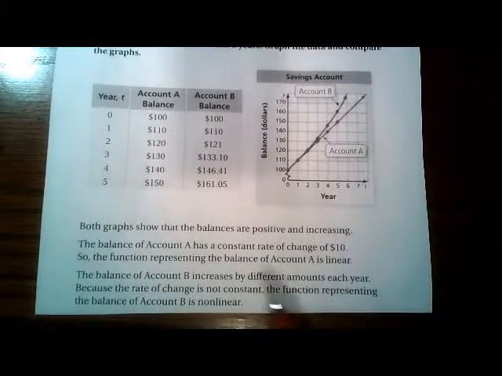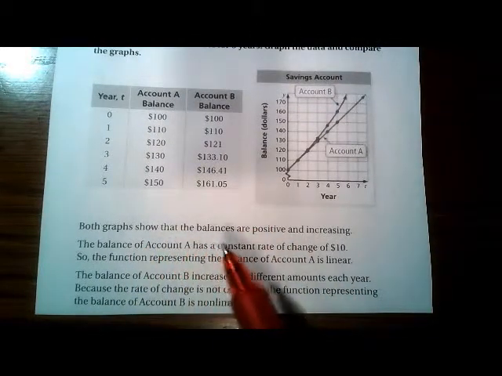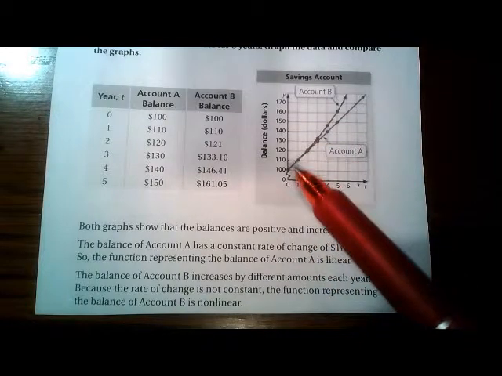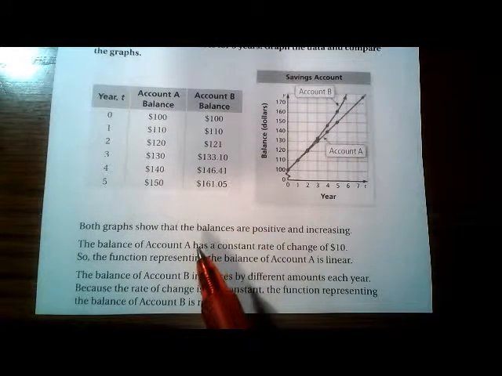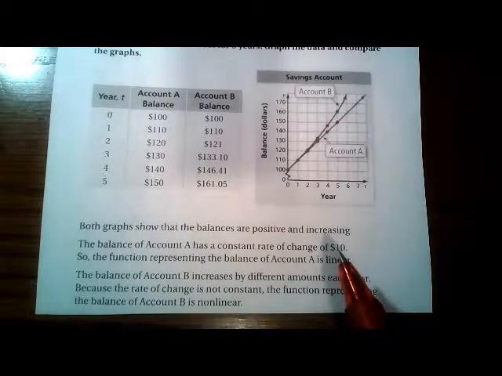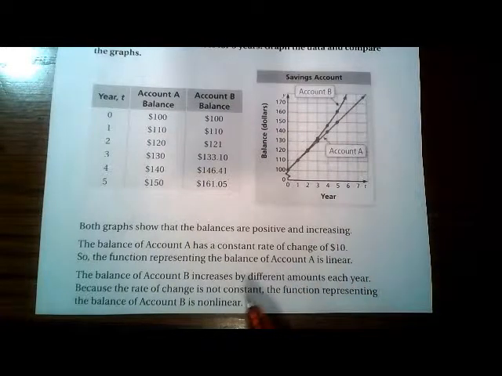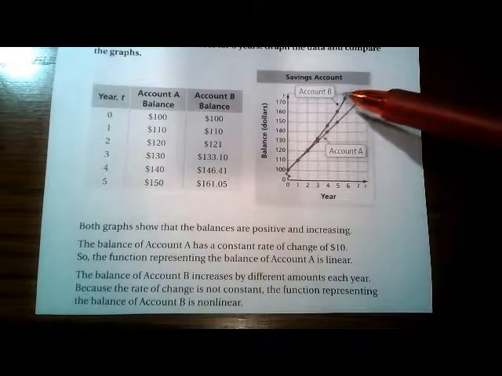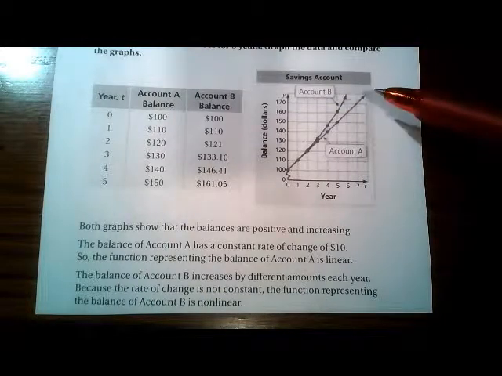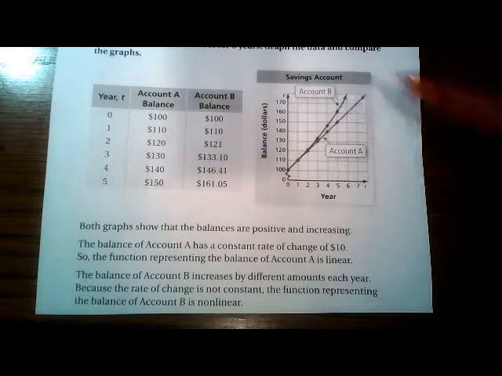So as a solution, okay, both graphs show that the balances are positive and increasing. Right, they're positive and they're increasing. The balance in account A has a constant rate of change at $10. Goes up $10 every year. And then account B increases by different amounts each year. So because the rate of change is not constant, the function representing account B is nonlinear. So I would definitely want account B, right, as a savings account, going up, up, up, up, instead of just adding $10, right, every year.